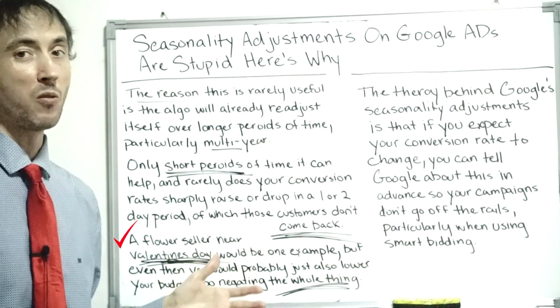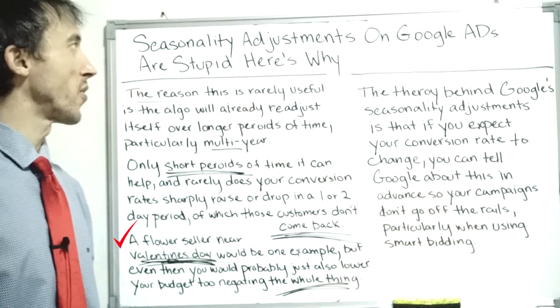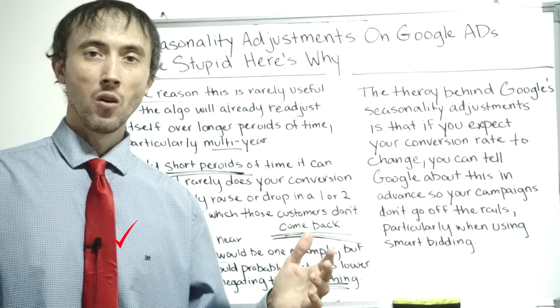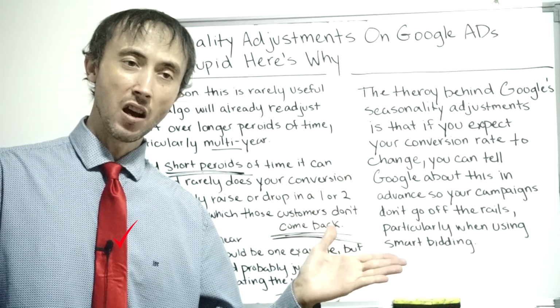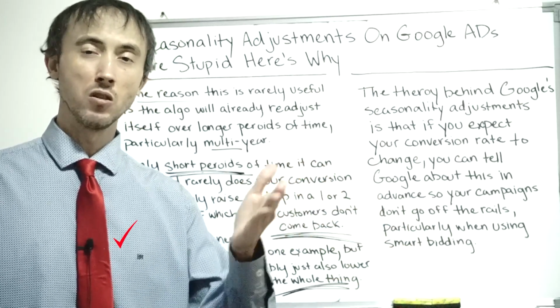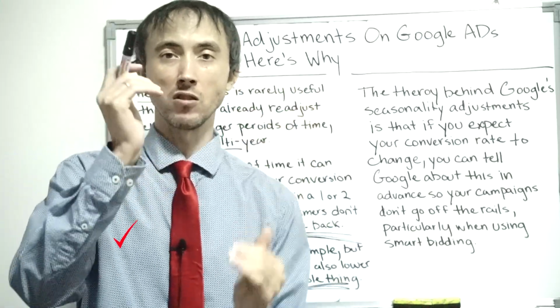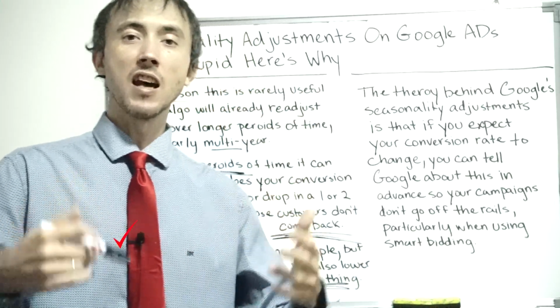So if you look at it that way, there really isn't any situation where the seasonality adjustments are going to help you, or where that would actually be something that's going to legitimately be better than other solutions at the very least that you could do, i.e. lowering budgets, raising budgets, and toying with your target ROAS or target CPA settings inside your account.